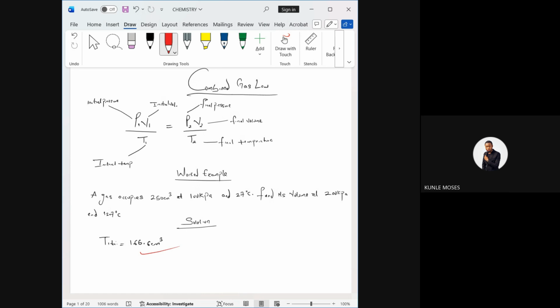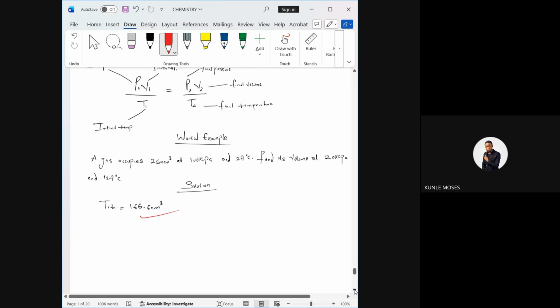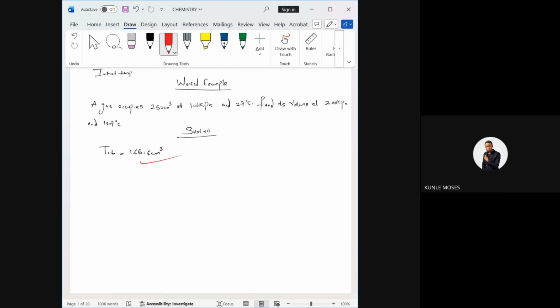So let's quickly move to the second topic because we have a lot of things to do today. Ideal gas equation.